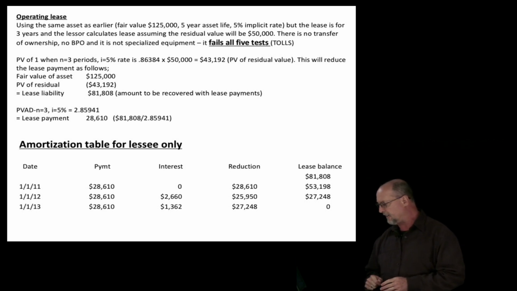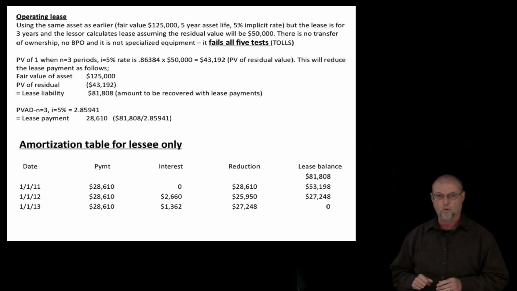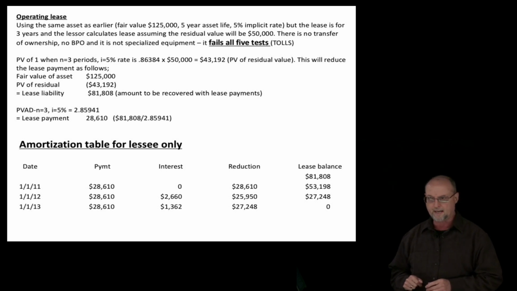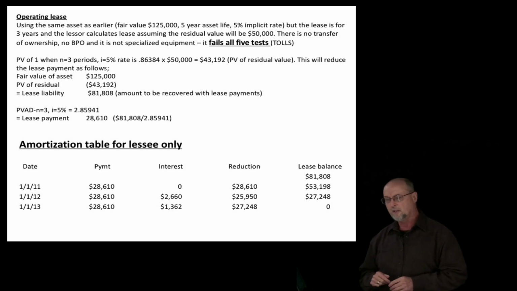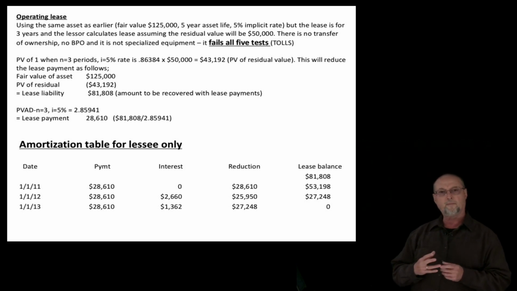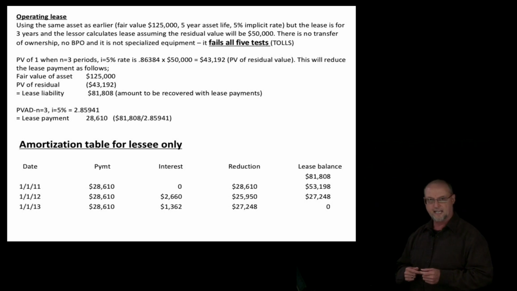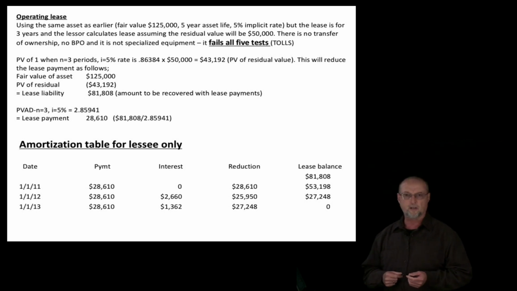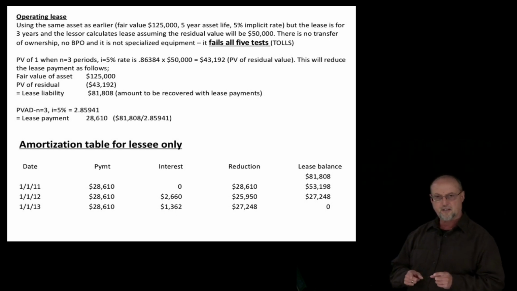So please take a moment to get comfortable with the math on this table, and you should be able to understand how this amortization table works. Okay? So hit pause until you're ready to come back, but I'm going to assume that you're comfortable with the amortization table and how it works, and we're going to move on. We're going to look at the journal entries for the lessee first, and then we'll look at the journal entries for the lessor.